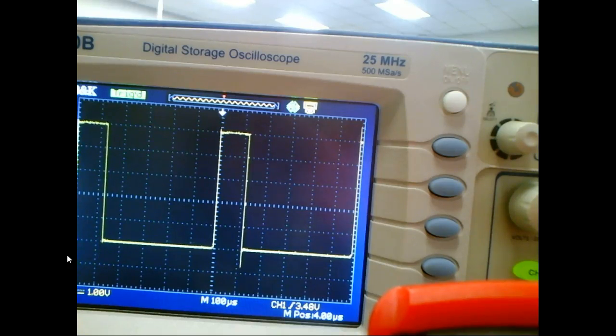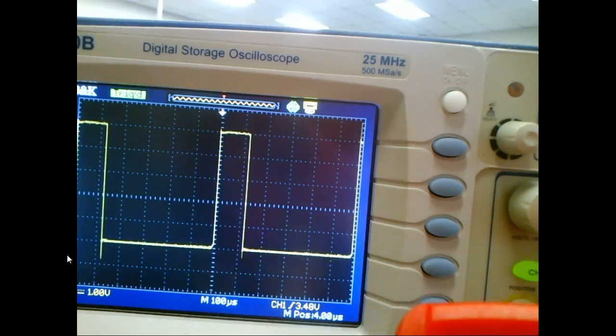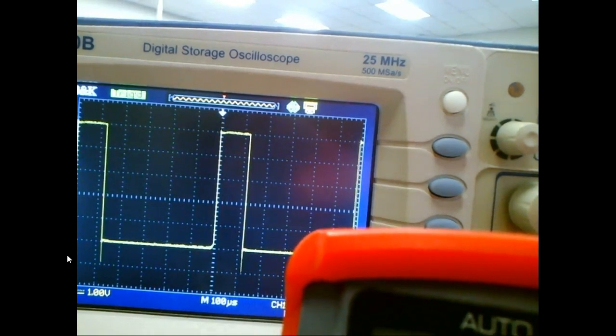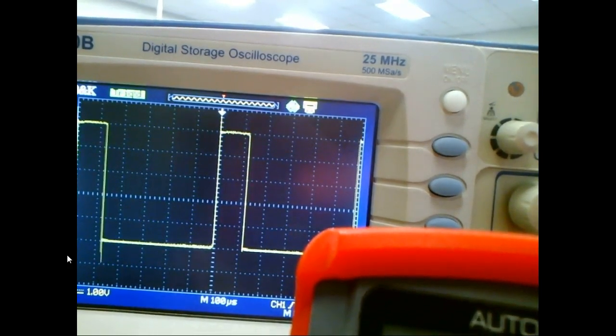So this is one of the methods we use now because this is digital. It's off or on, right? And it's called pulse width modulation. This is a technique they use now to run DC motors. So that means if I get a 50% duty cycle, I can measure this.